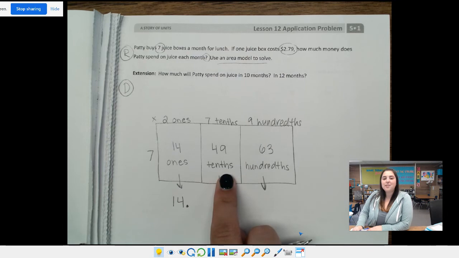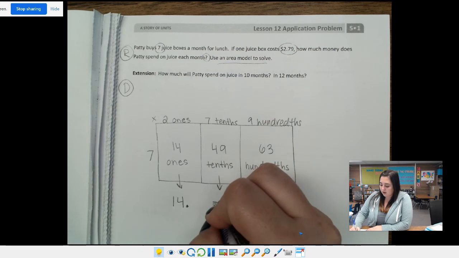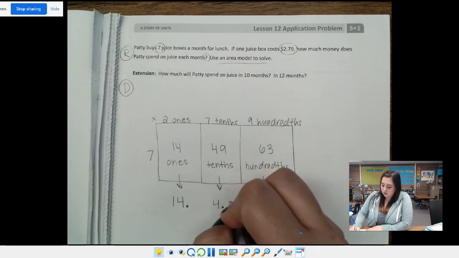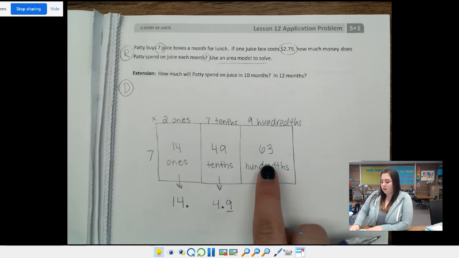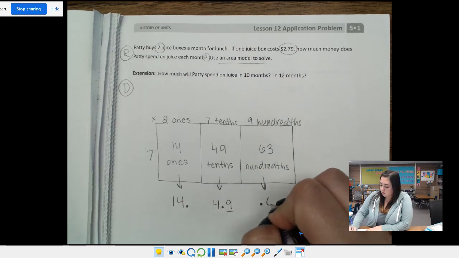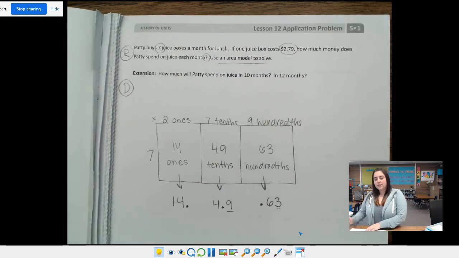49 tenths, that's like having 49 dimes. If you have 49 dimes, you have $4 and 9 dimes. So this is 49, and it's tenths because my last digit is in the tenths place. 63 hundredths, this is like having 63 pennies, which would look like this, 63 cents. And I know this is 63 hundredths because the number is 63, and the last digit is in the hundredths place. Let's add them up.